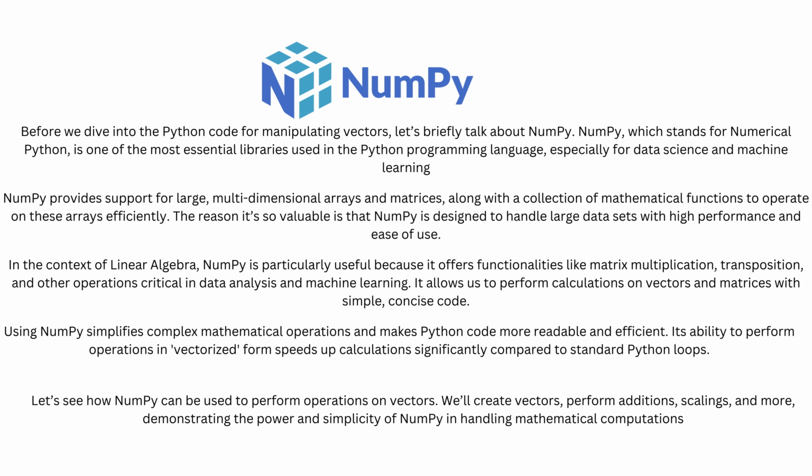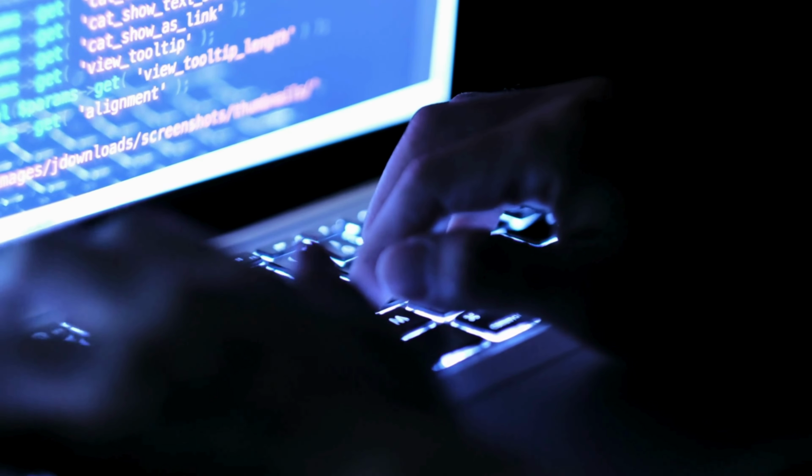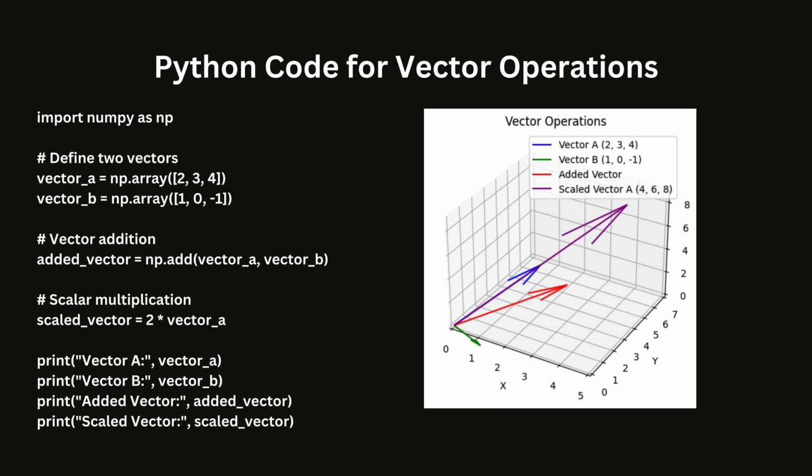Let's see how NumPy can be used to perform operations on vectors. We'll create vectors, perform additions, scalings, and more, demonstrating the power and simplicity of NumPy in handling mathematical computations. With this understanding of NumPy, we're now well prepared to look at some practical examples of vector operations using this powerful tool. In this segment, we'll explore how to perform basic vector operations using NumPy, a powerful library optimized for numerical operations in Python. First, we need to import NumPy and define our vectors. We start by importing the NumPy library with import numpy as np. This allows us to use functions and methods available in NumPy.